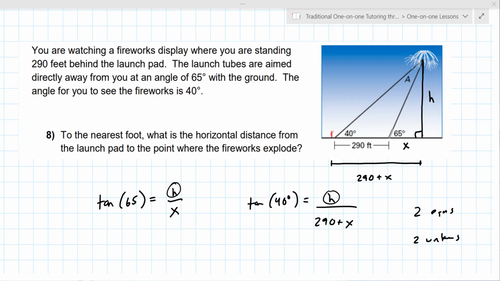So the answer is, let me look here. It's 400, and I believe that's H, and X is 186 when you solve.